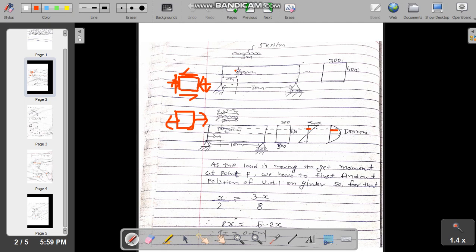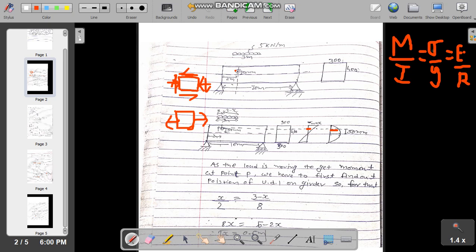ओके गाइस, सो हमको पहले फाइंड करना होगा बेंडिंग स्ट्रेस. तो बेंडिंग स्ट्रेस के लिए हमारे पास क्या इक्वेशन है? बेंडिंग स्ट्रेस के लिए हमारे पास इक्वेशन है M/I = sigma/y = E/R. सो ये हमारा फ्लेक्सुरल इक्वेशन है और बेंडिंग इक्वेशन है, और इस इक्वेशन से हम बेंडिंग स्ट्रेस फाइंड कर सकते हैं, और जो हमारा बेंडिंग स्ट्रेस यहाँ से मिलेगा वो हम प्रिंसिपल स्ट्रेस वाले फॉर्मूले में जाके रख देंगे.